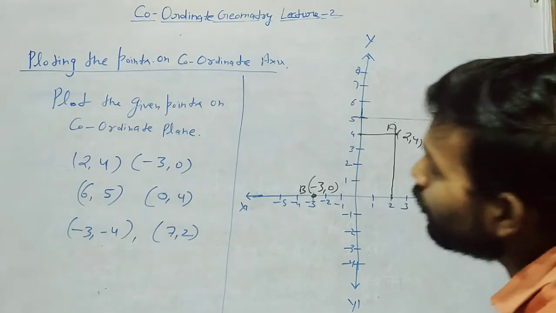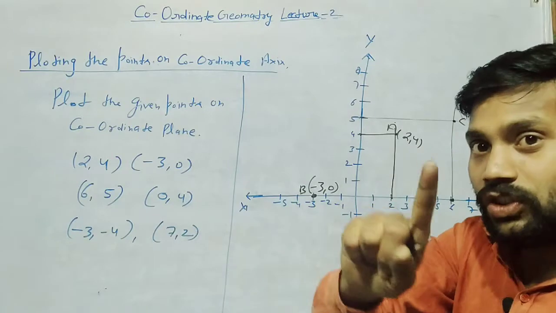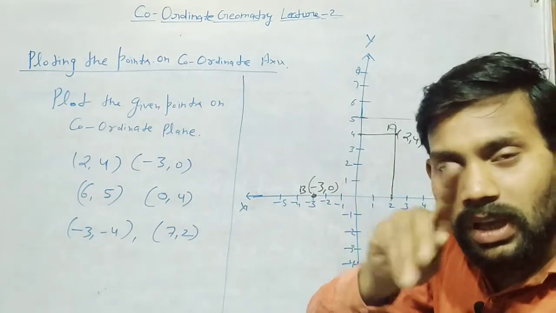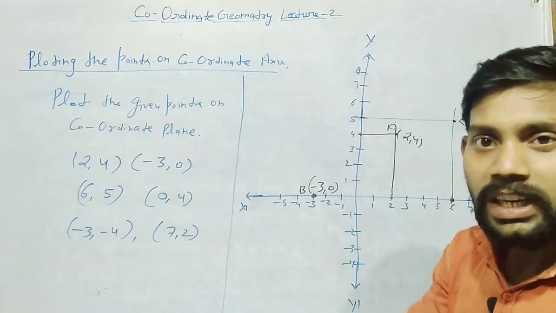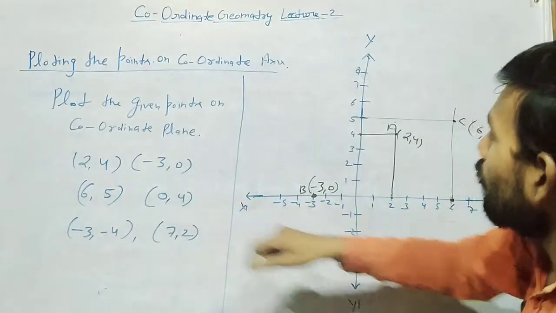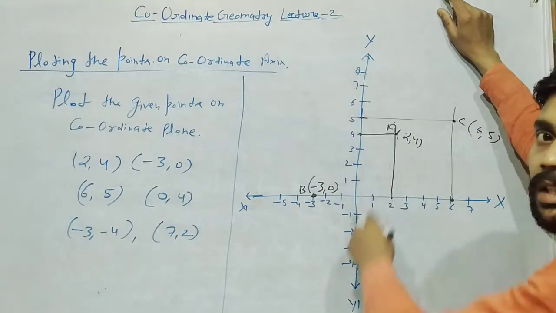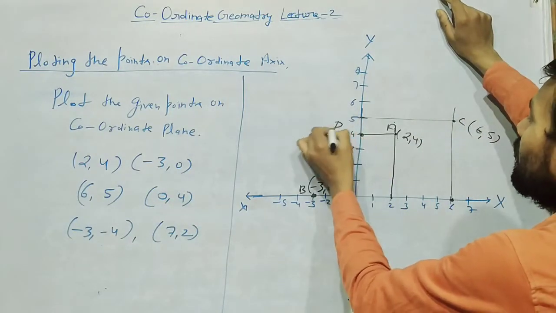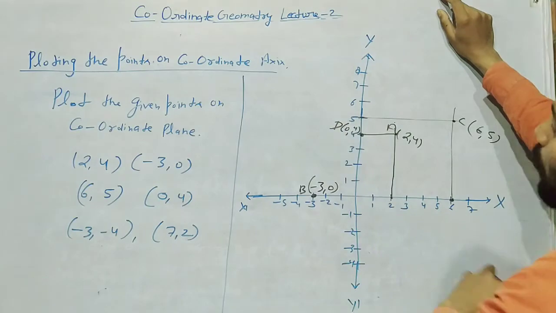Next one is 0, 4. That means x is 0, y is positive 4. If x is equal to 0, then it lies on the y-axis. This point is D 0, 4.